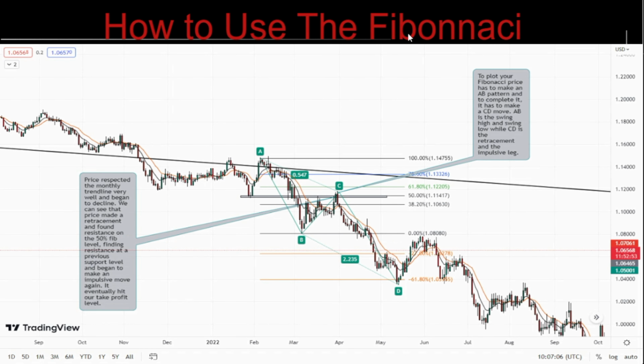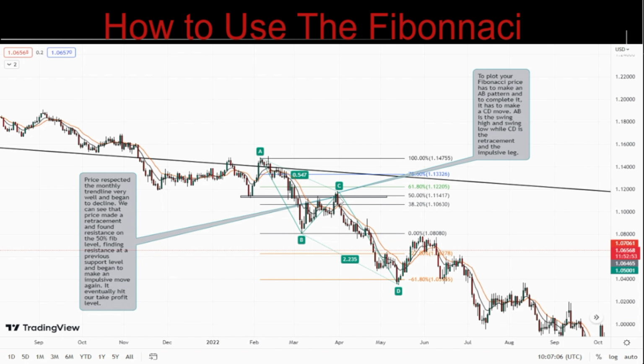So how to use the Fibonacci? For those that don't know how to use the Fibonacci, this is how you use it. In this case, we are in a downtrend. So you click your Fibonacci tool and you place it on your previous lower high here and lower low here.